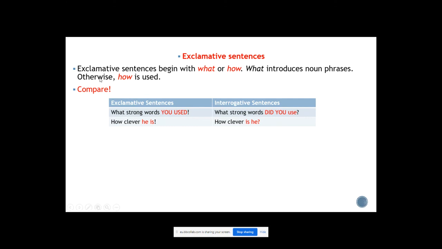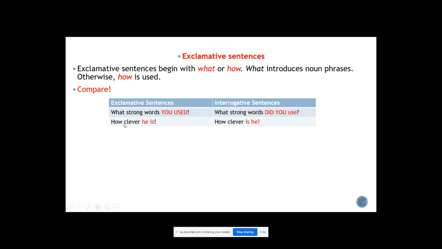Okay, first we have the same word order of declarative sentences, subject and verb, and we have an exclamation mark. While in interrogative sentences, you have what we call subject-operator inversion, and you start with the auxiliary verb, and then you have the subject, and then you have the main verb, and we have a question mark.